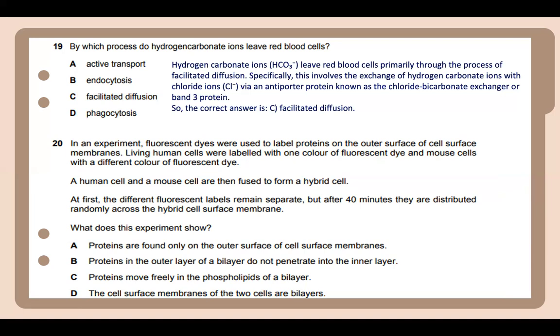In an experiment, fluorescent dyes were used to label protein on the outer surface of the cell surface membrane. Living human cells were labeled with one color of fluorescent dye and mouse cells with a different color of fluorescent dye. A human cell and a mouse cell are then fused to form a hybrid cell. At first, the different fluorescent labels remain separate, but after 40 minutes, they are distributed randomly across the hybrid cell surface membrane. What does this experiment show?